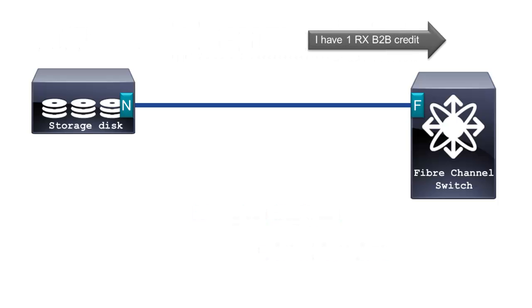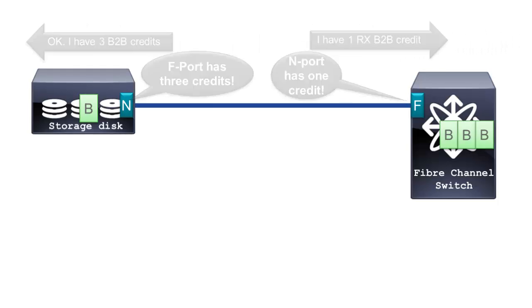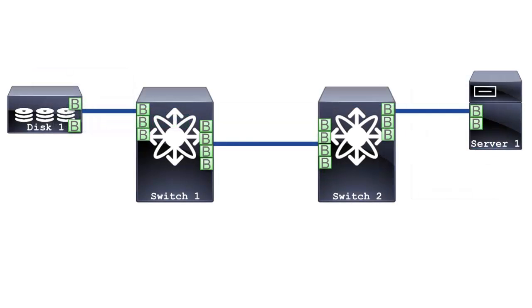In this example, the disk informs the Fibre Channel switch that it has one B2B credit. In response, the Fibre Channel switch informs the disk that it has three B2B credits. When the disk sends data, it can send the first frame, second frame, third frame, and it must stop until explicitly acknowledged by the Fibre Channel switch by Receiver Ready, or R_RDY. At this point, the disk can send just one more frame. The combination of B2B credits and R_RDY between each pair of neighbors provides an end-to-end lossless fabric.